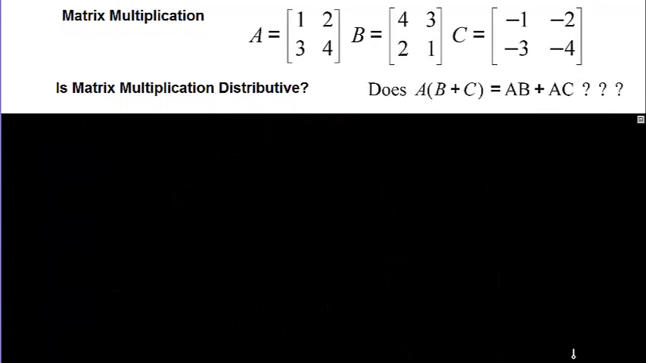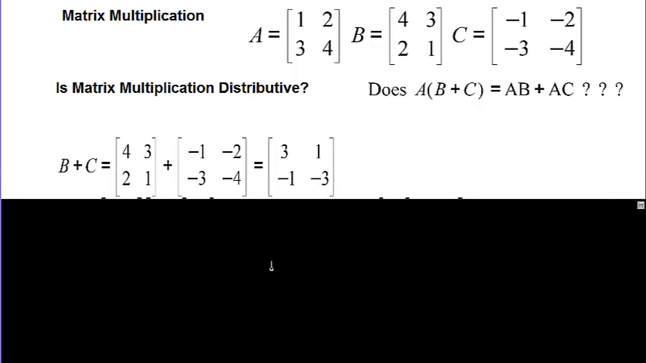So let's experiment to find out if matrix multiplication is distributive. In other words, if we multiply A times the quantity B plus C, is that going to equal matrix A times matrix B plus matrix A times matrix C? So to help us find some of these quantities, let's figure out what B plus C is, and let's figure out what AC is. We already know what AB is from the previous proof.